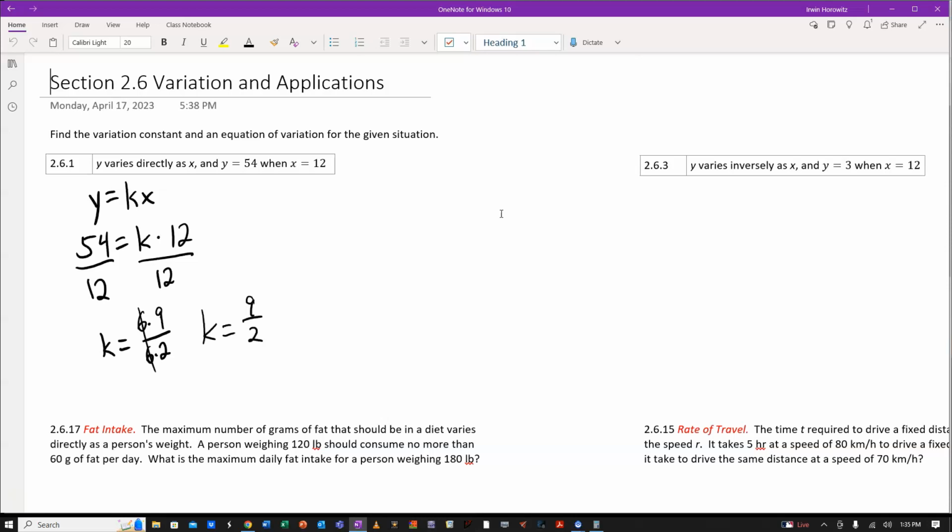Or if they ask for it in decimal form, which they may choose to do, you would replace it with 4.5. Once we have that value, we then go back to the general form of the equation and substitute in for k, and we get y equals 9/2 x. And that would be the equation of variation for this particular situation.